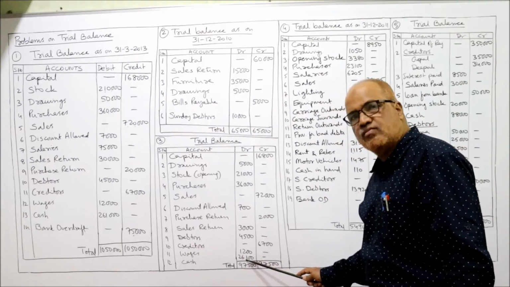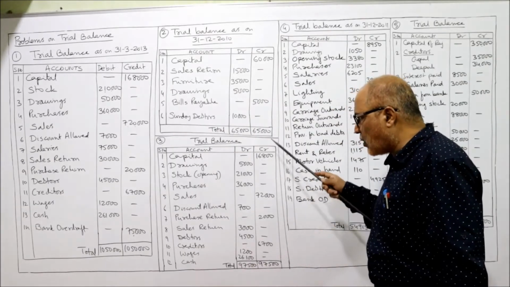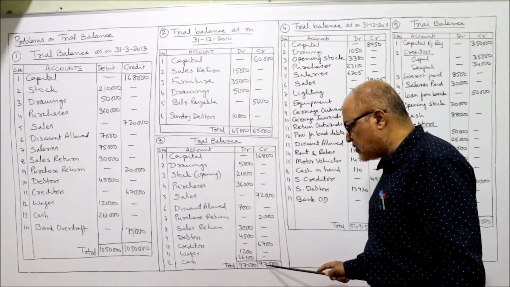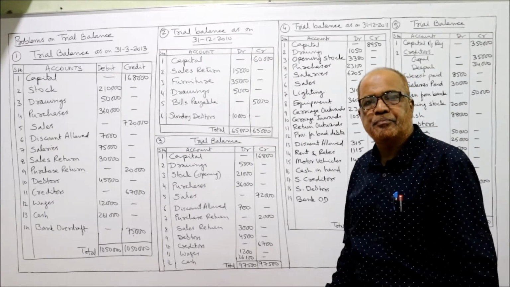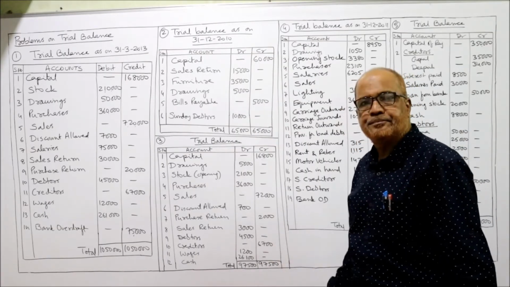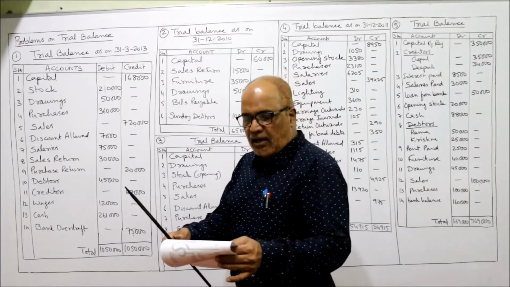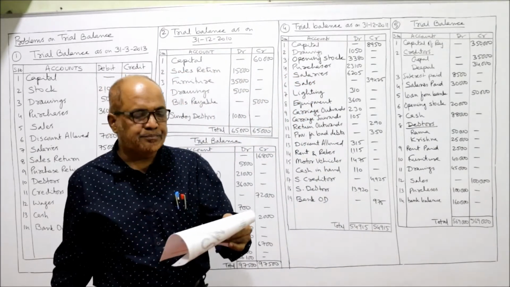So cash 26,100. Take the total of the debit column and credit column, you are getting 97,500. Both columns are the same, which means you have done it correctly. Now, the third problem is completed. Now I am moving on to the fourth problem.